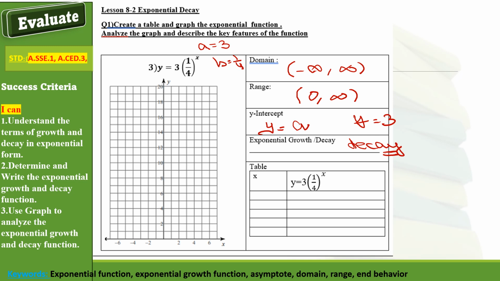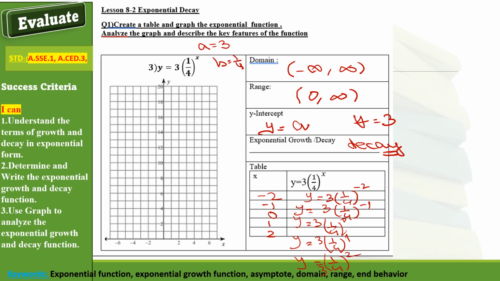So the same as before, take the 5 values -2, -1, 0, 1 and 2. Substitute the x value. So y equals 3 times 1 over 4 to the power of -2. Then y equals 3 times 1 over 4 to the power of -1. Y equals 3 times 1 over 4 to the power of 0. Y equals 3 times 1 over 4 to the power of 1. And y equals 3 times 1 over 4 to the power of 2.